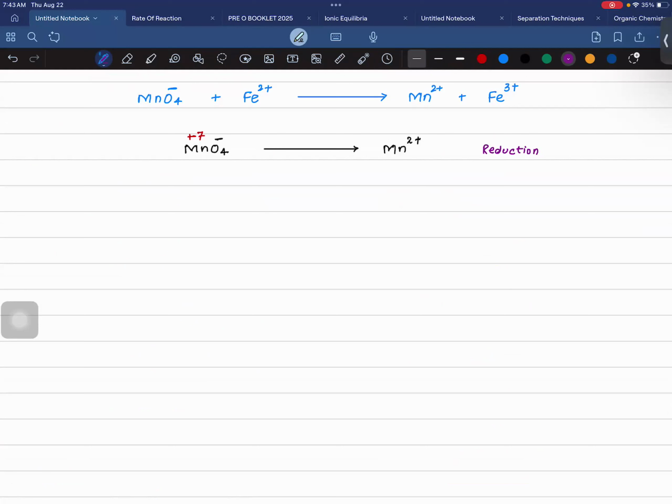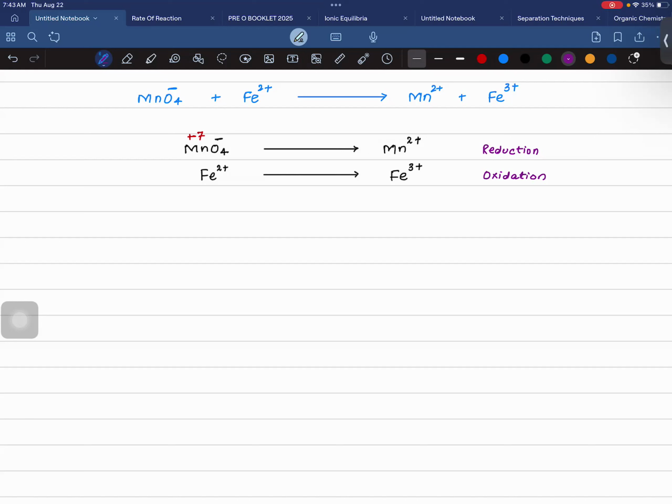And then, this is +2 changing to +3. Obviously, without any checking, this should be the oxidation equation. Okay, easy. So far, this is very easy.